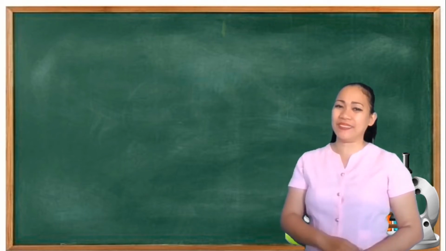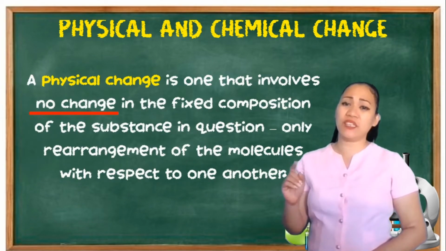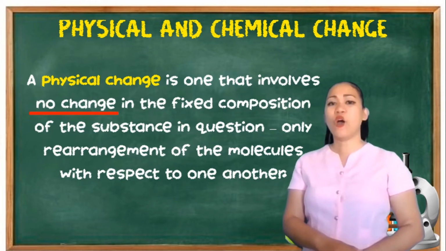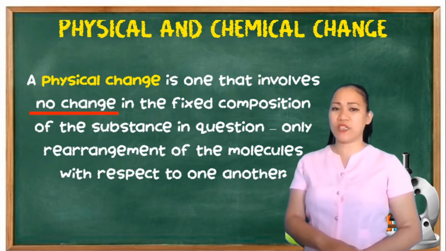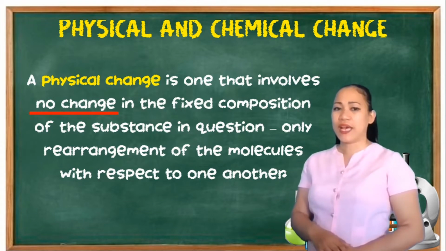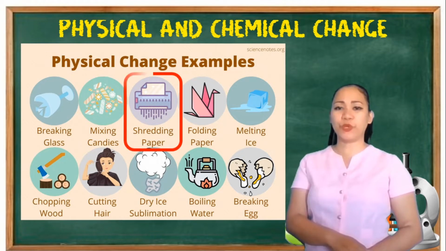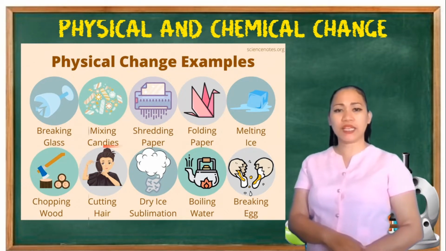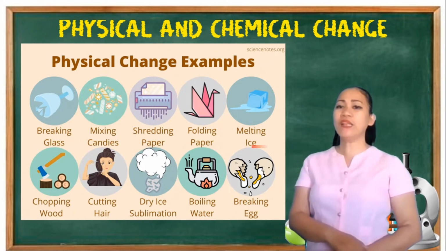Keep in mind that a physical change is one that involves no change in the fixed composition of the substance in question, only the rearrangement of the molecules with respect to one another. Some examples of physical change are breaking glass, melting candle, shredding paper, folding paper, melting ice, chopping wood, cutting hair, dry ice sublimation, boiling water, and breaking an egg.